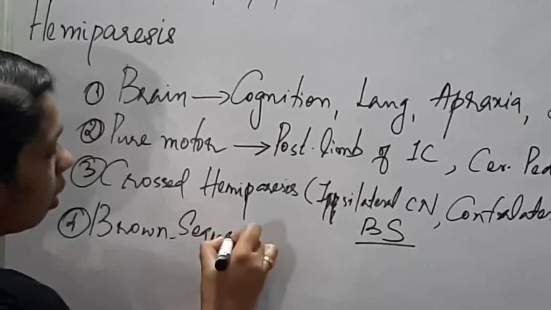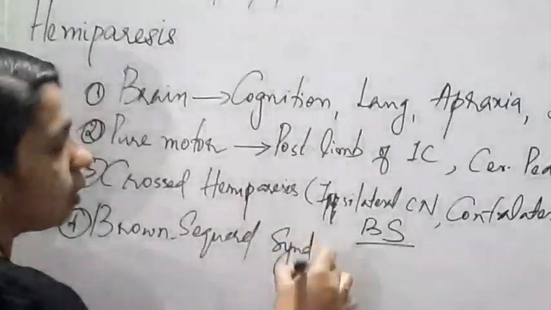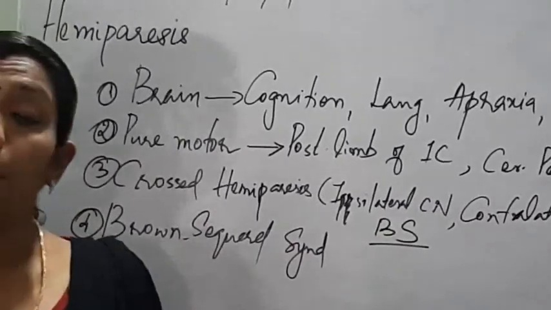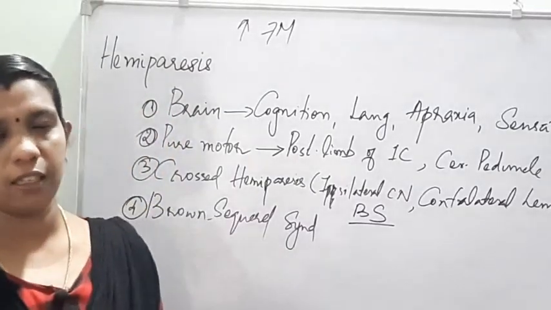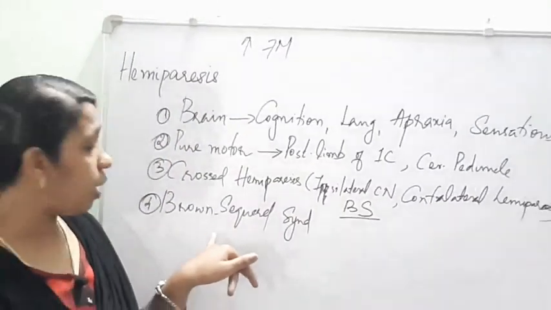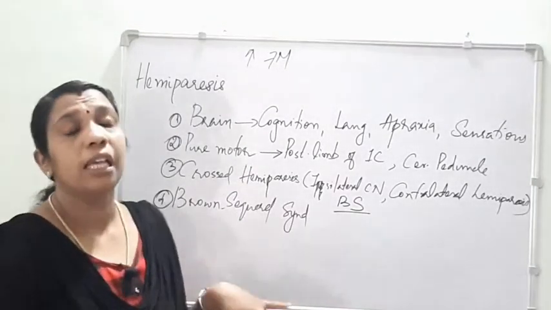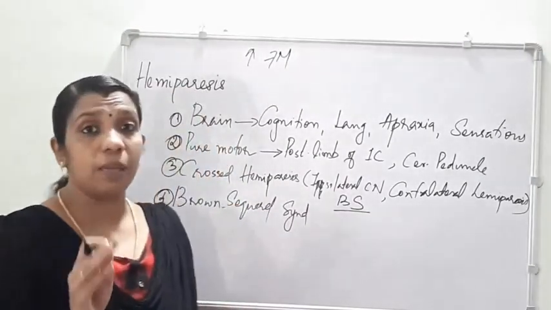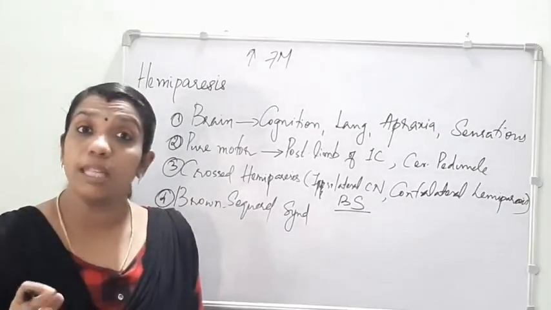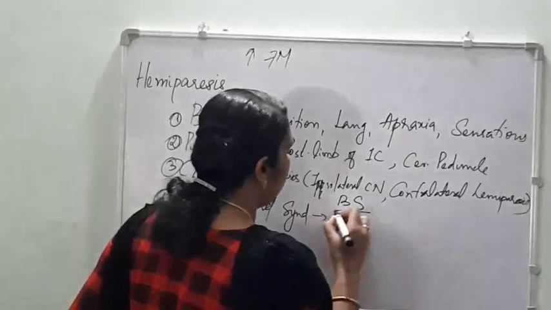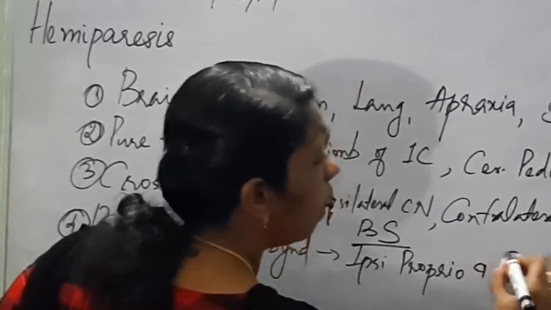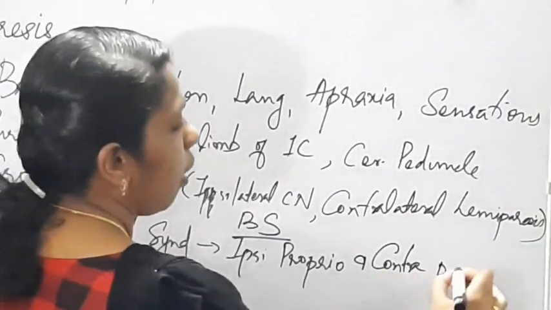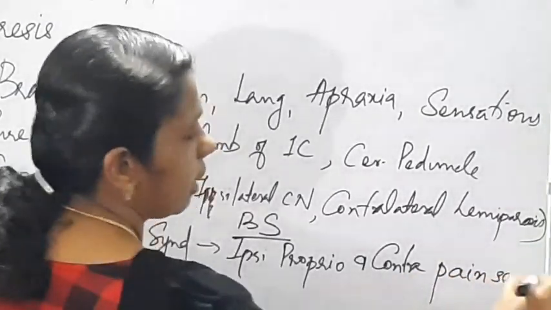Is it not? Brown-Séquard syndrome. So, if the lesion is a hemisection of the spinal cord, it is known as Brown-Séquard syndrome. Here, what the patient presents with is ipsilateral proprioceptive defects and contralateral defect in pain sensation.